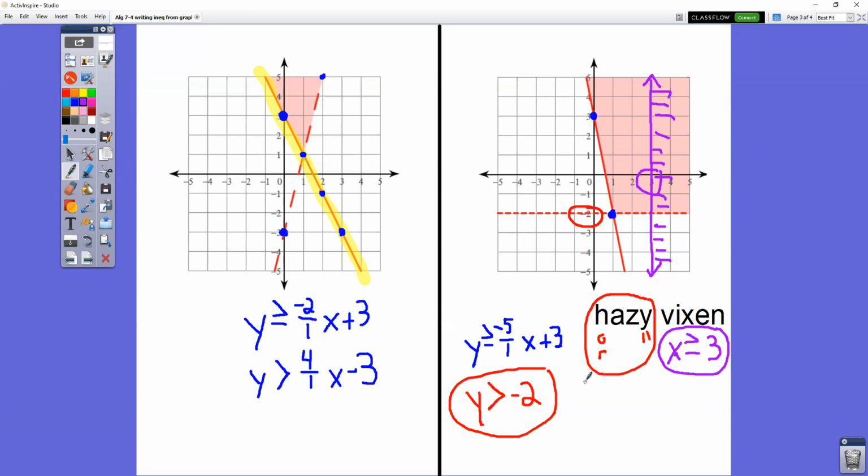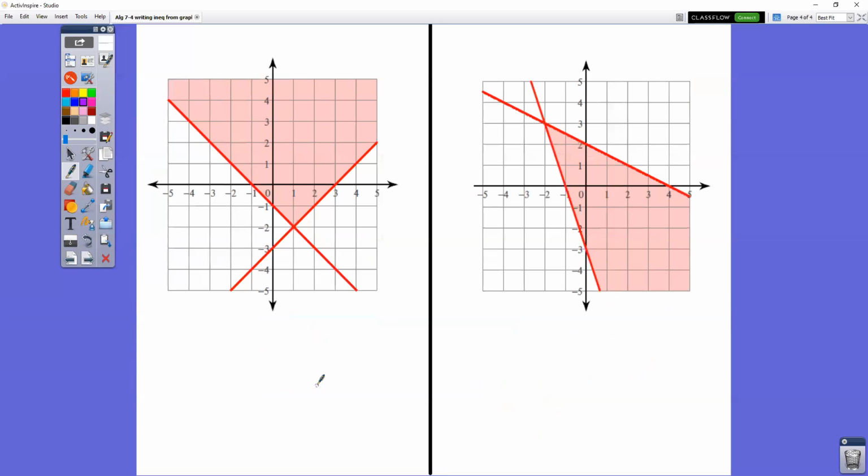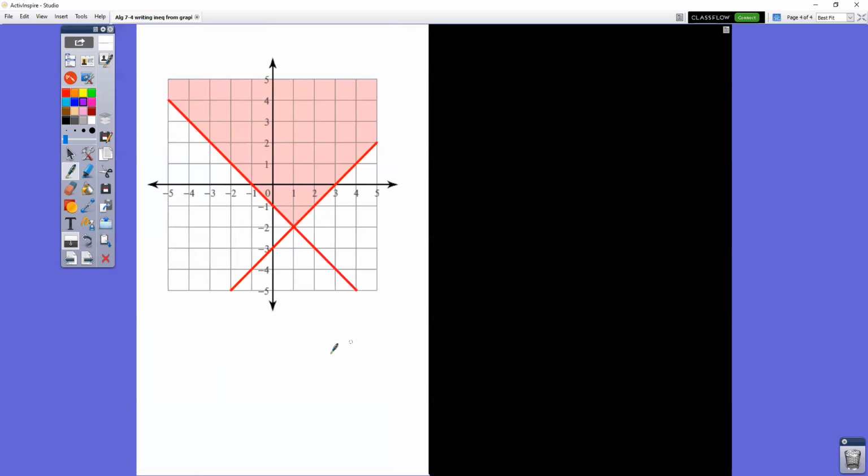Questions on either of those two? All right. I would like you to just try this first one on your own, please. See if you can come up with the equations. I'm going to give you about 1 minute. See if you can come up with the equations of both of those.